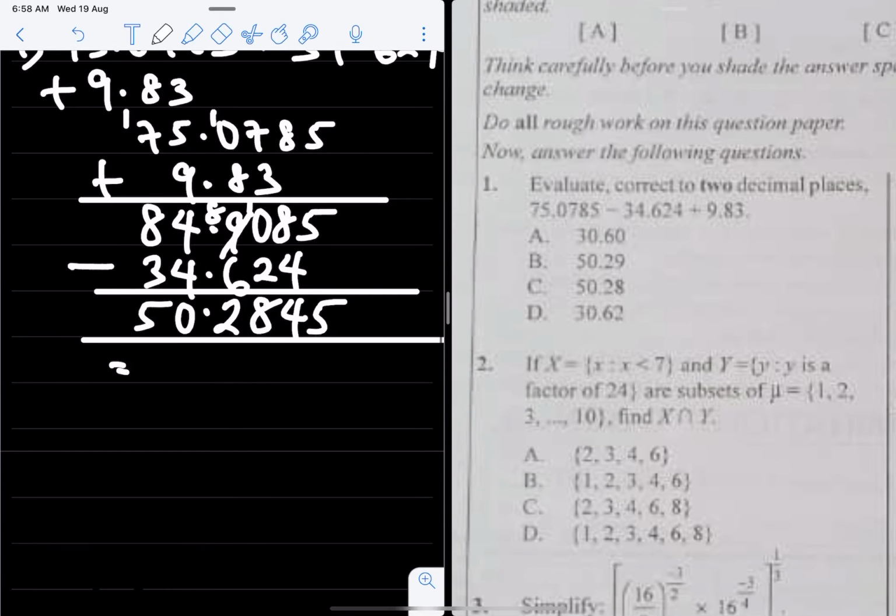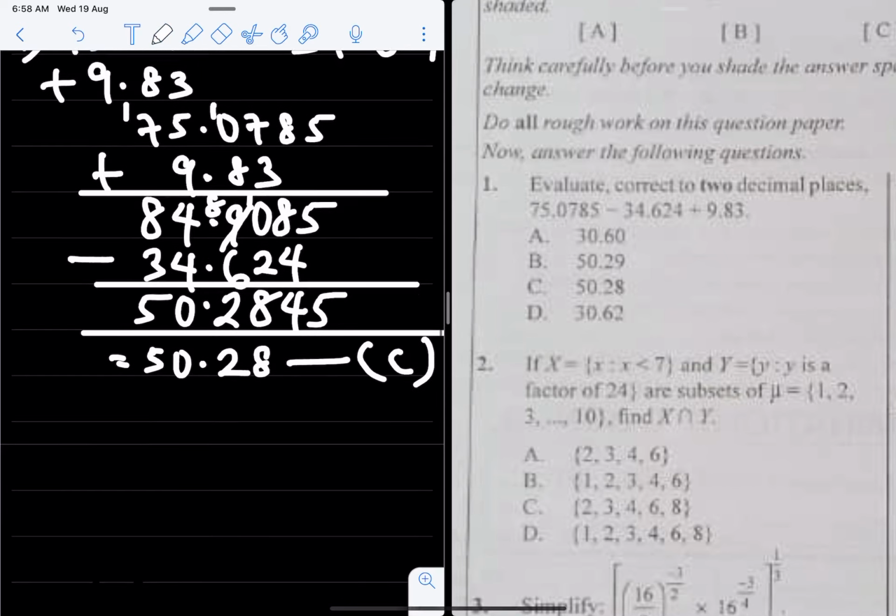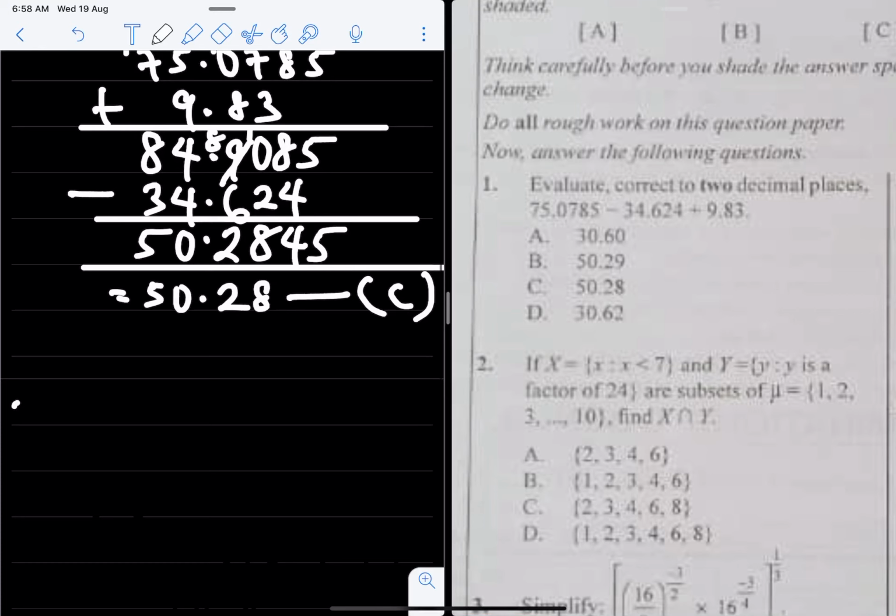So that is 50.28 correct to 2 decimal places. And the correct option is C. I'll be writing the correct option in front of the answer. That's C. Straight to number 2.